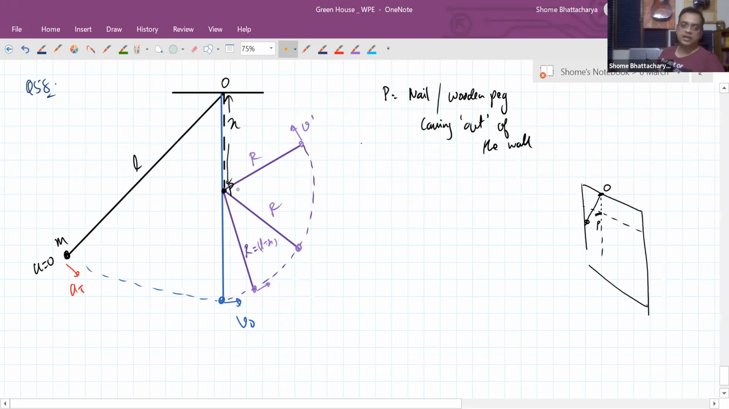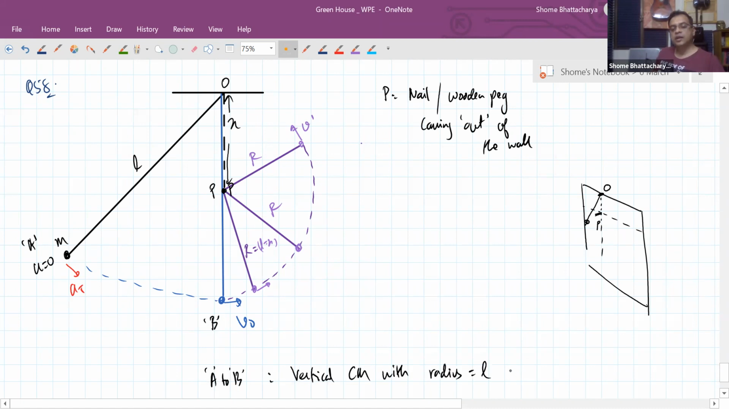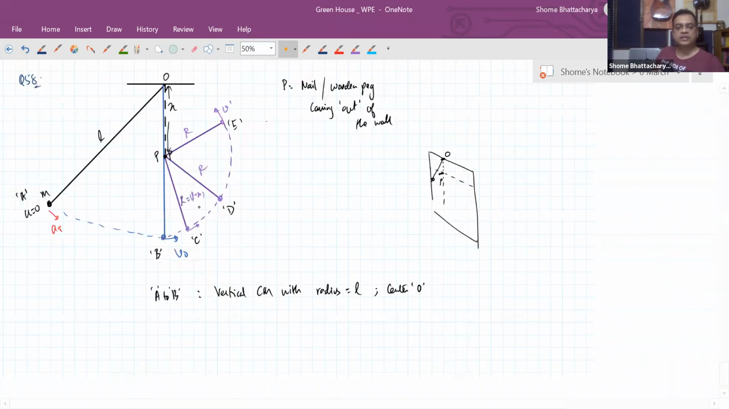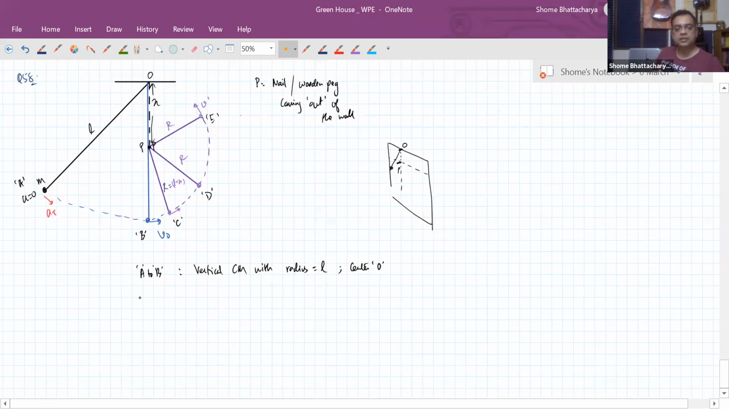Yes, after hitting that nail, the string starts wrapping around that nail or peg. So its circular motion center changes from O to the point P, the peg P. Let's say this is the initial position A. From A to B is a vertical circular motion with radius equal to L and center at O. But then from B to C or D or whatever, all these points, the rest of the motion is a circular motion with radius equal to L minus x and the center at P.